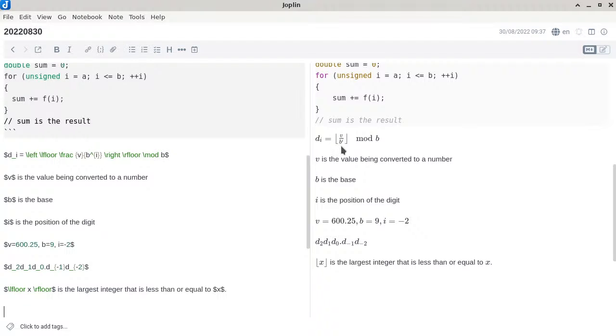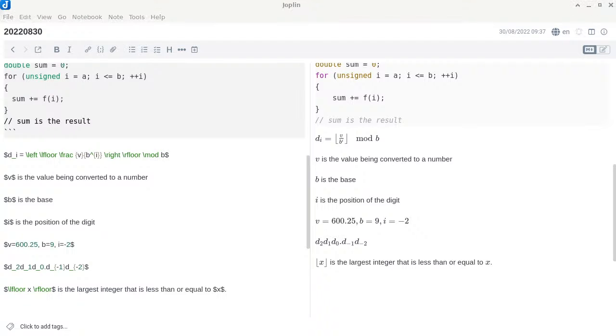So now that we know how floor works, now we can work out the rest, right? So we'll go ahead and substitute and figure out, what about this particular scenario? What we're trying to figure out is, first of all, we divide 600.25, which is a base 10 number, by 9 raised to the power of negative 2. All right? So let's go ahead and do this.